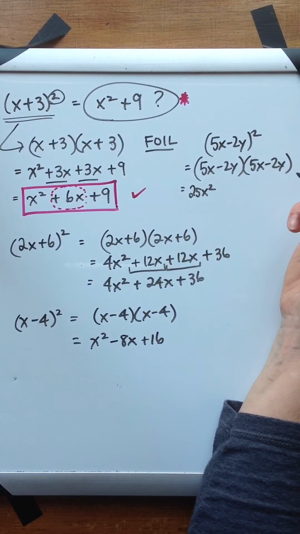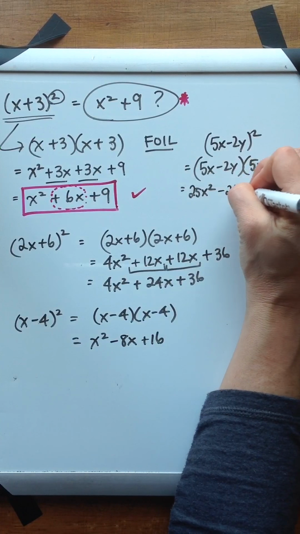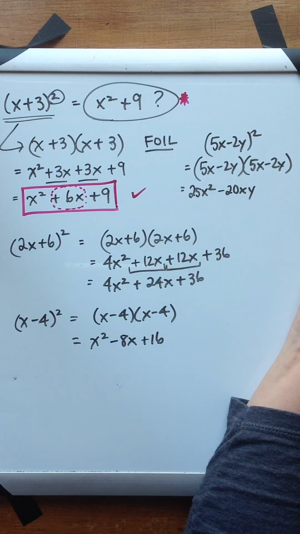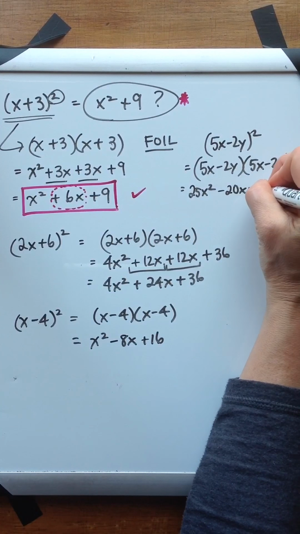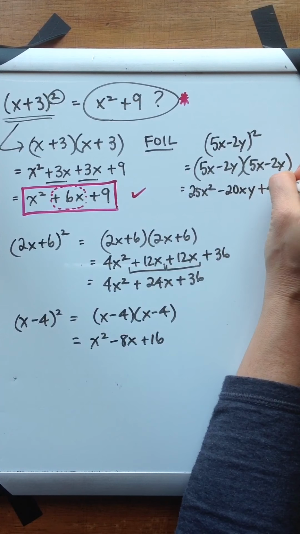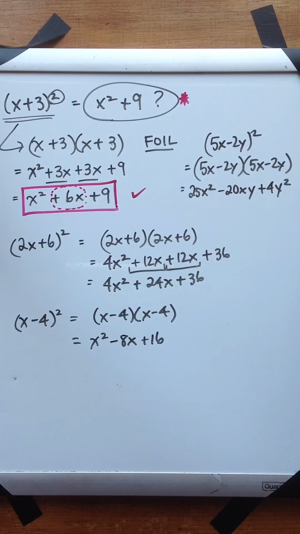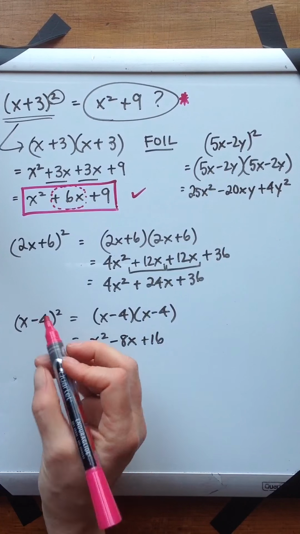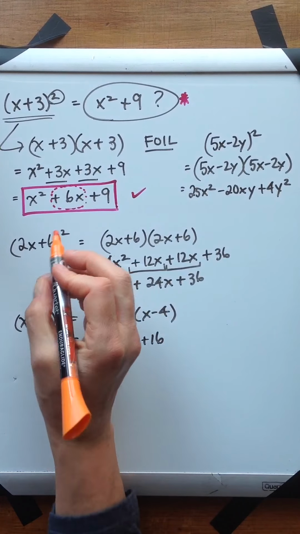So what if I have two negative 10xy's? That means I would have negative 20xy. And then lastly, negative 2y times negative 2y would be positive 4y squared. All right, we want to look for some trends here. Okay, so the binomial is what we see in the original question. That's this one right here.